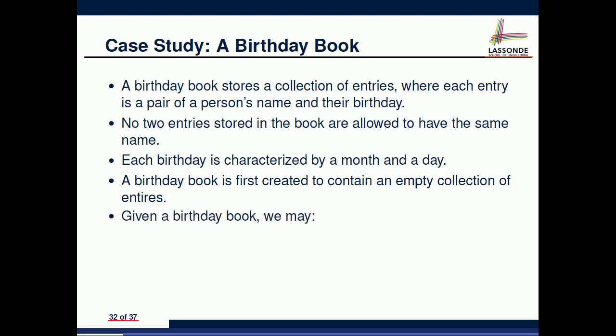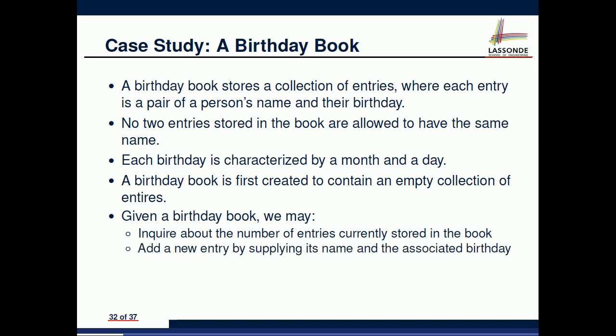Given the birthday book, what can we do? We can ask how many entries there are, like a count. That one's easy. We can add a new entry into the birthday book. When we say add a new entry, there are two cases. It could be that Alan doesn't exist in the birthday book and we want to add Alan to it. Or it could be that somehow we entered the data for Alan wrong and we want to fix it. That could be another scenario. You can also remove an entry.